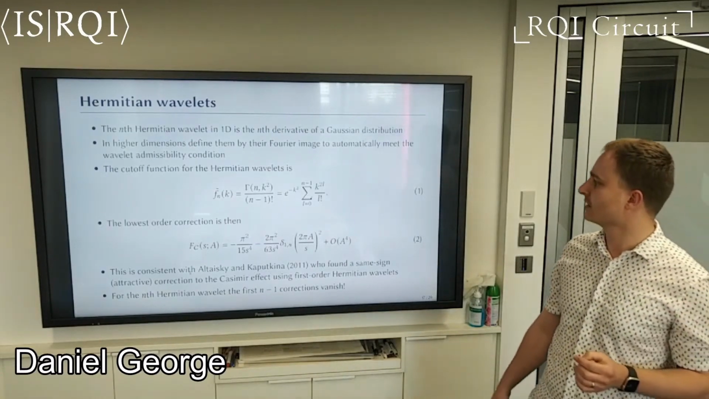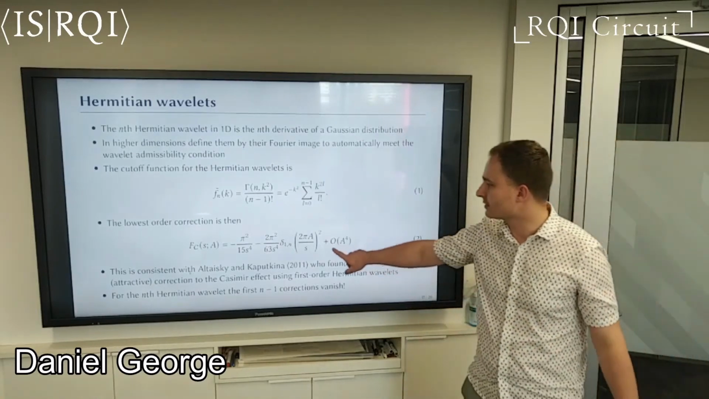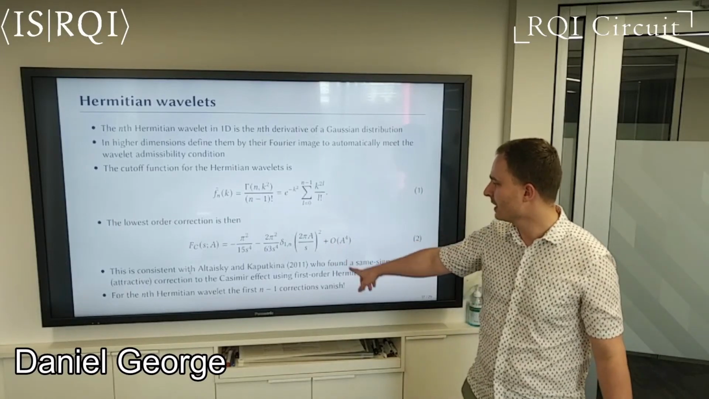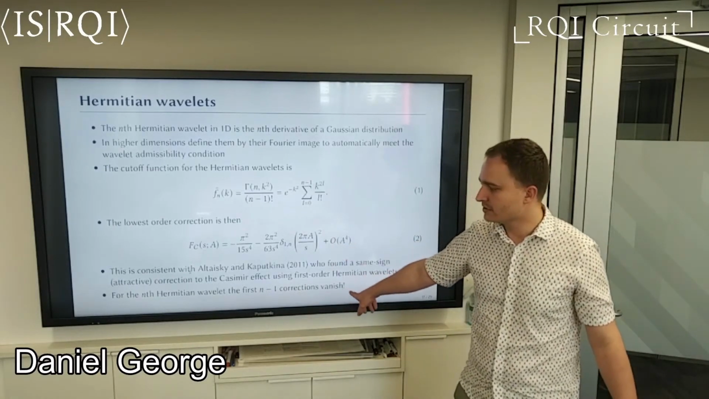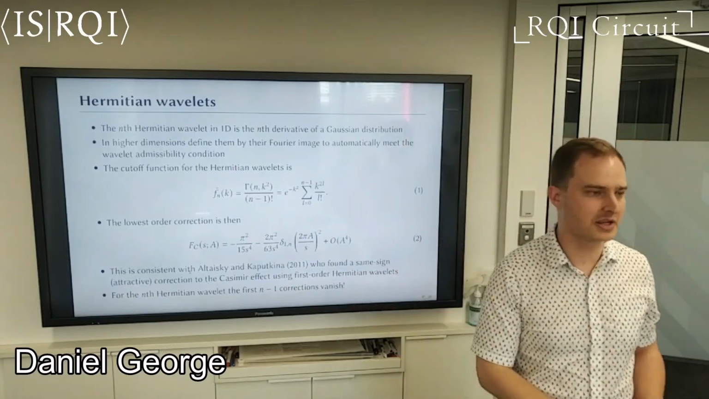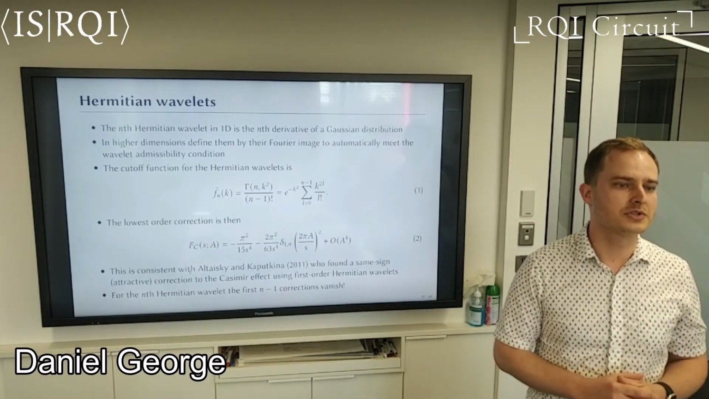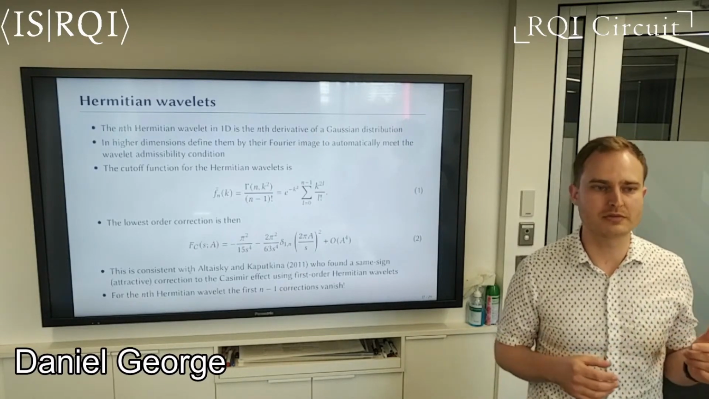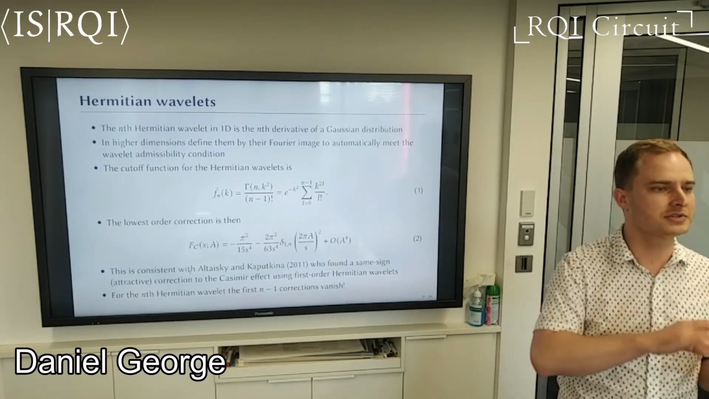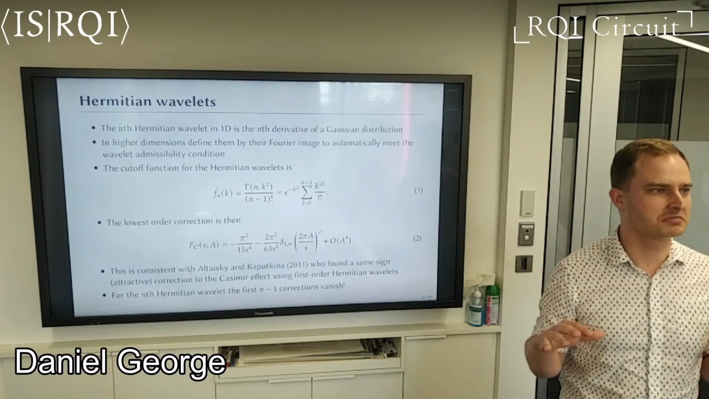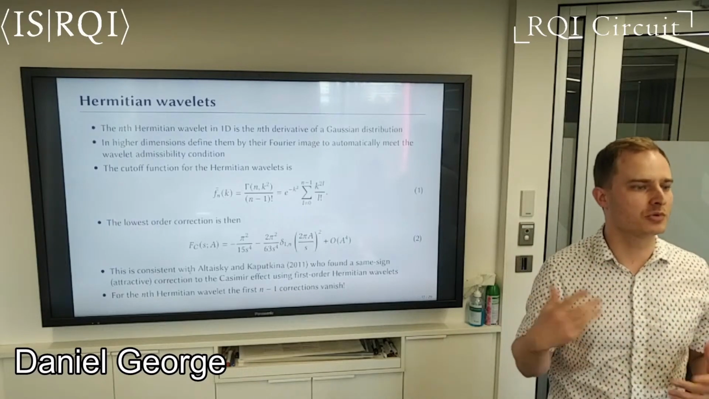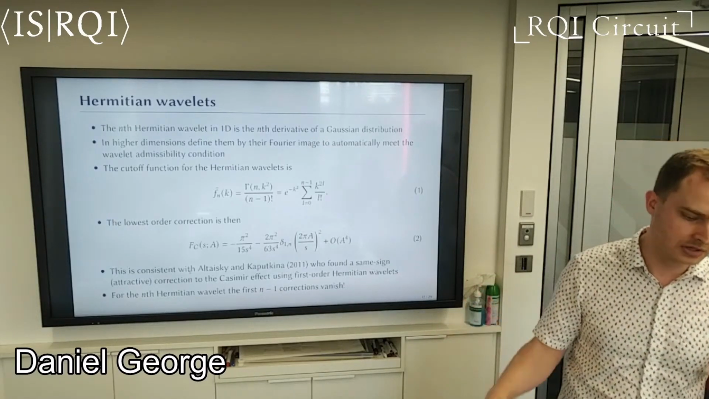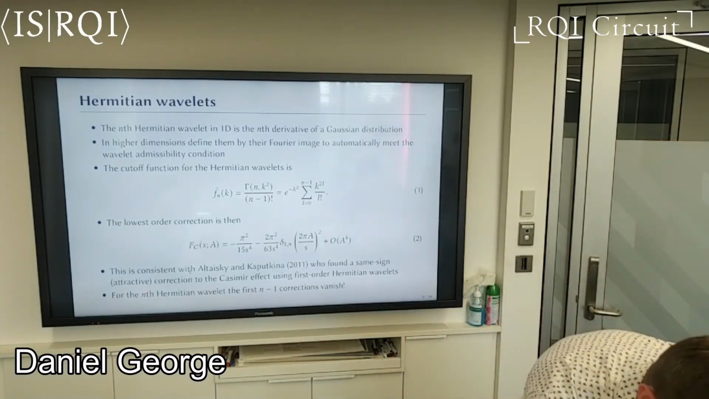The cutoff function is like so, and the lowest order correction is here. So this is consistent with Altiski and Capicini when you set n equal to 1. Interestingly, for the nth emission wavelet, the first n-1 corrections vanish. We found a similar phenomenon when we were working with discrete wavelets: as you go to higher order wavelets and the wavelets sort of intuitively get squigglier, you can capture more and more of that fine detail for a given particular scale. So that was an interesting find.